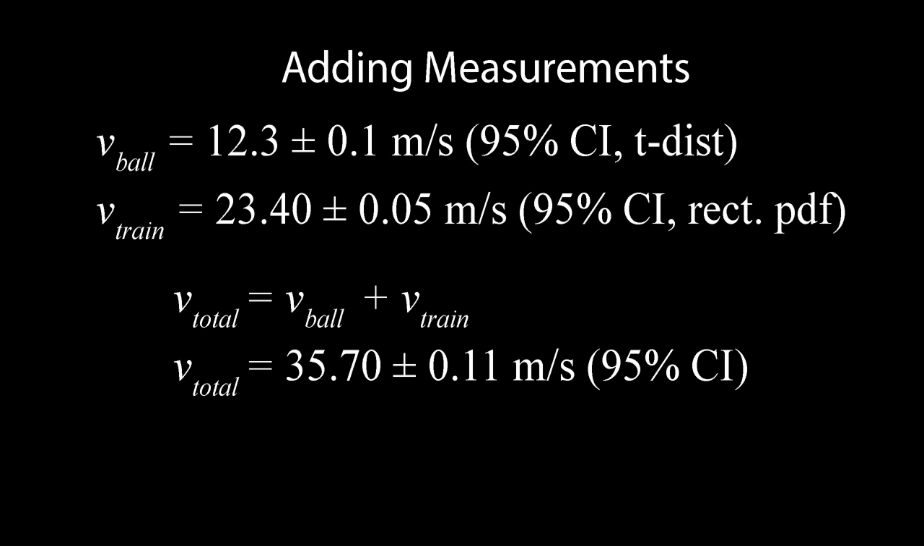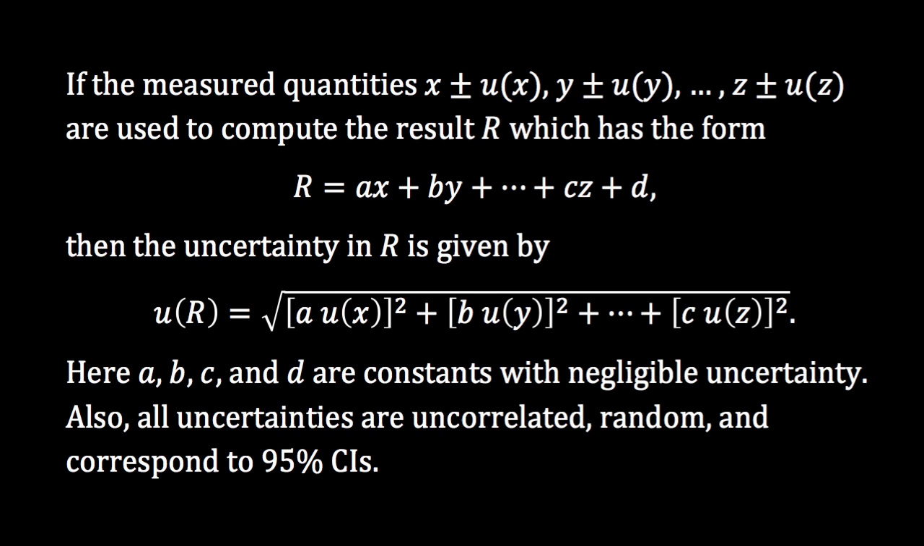Both measurements were made using a 95% confidence interval, so our final measurement is also a 95% CI. Finally, since we are reporting a calculated quantity and not a measurement, we do not have a probability distribution function to report. So the final measurement report is y total is equal to 35.70 plus or minus 0.11 meters per second, 95% CI.